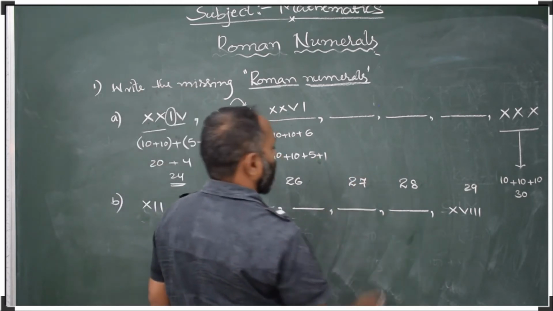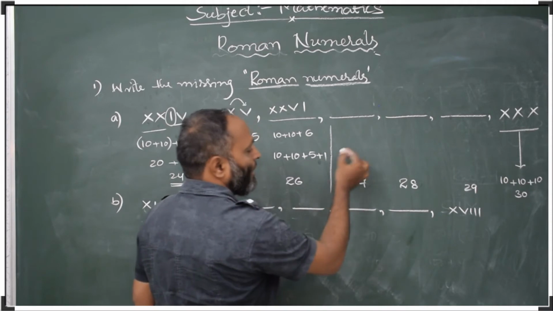And after that, 27, how to take 27? The same thing we have to follow here. How to take 27?